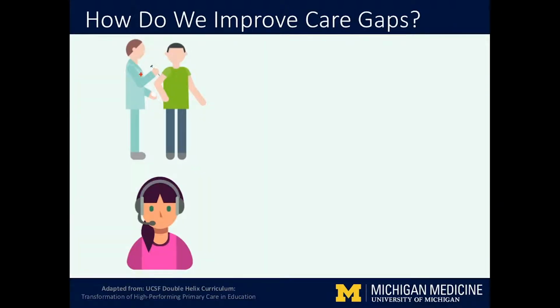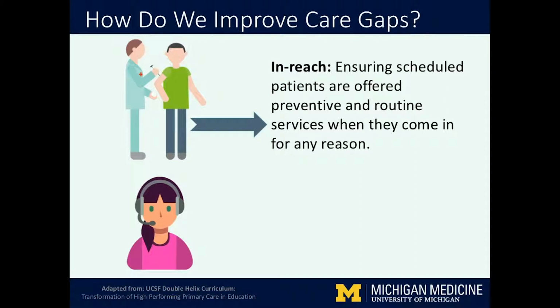How do we approach the work of population management? By using both in-reach and outreach methods. In-reach ensures that patients who are in the clinic are offered preventive and routine services during the visit, regardless of their stated concerns. For example, a patient with a urinary tract infection visits the practice. During the appointment, in addition to addressing the primary reason for the visit, the medical assistant reviews the health maintenance screen and identifies any overdue immunizations or cancer screenings. The patient can receive the immunizations and schedule the cancer screenings before leaving the office.